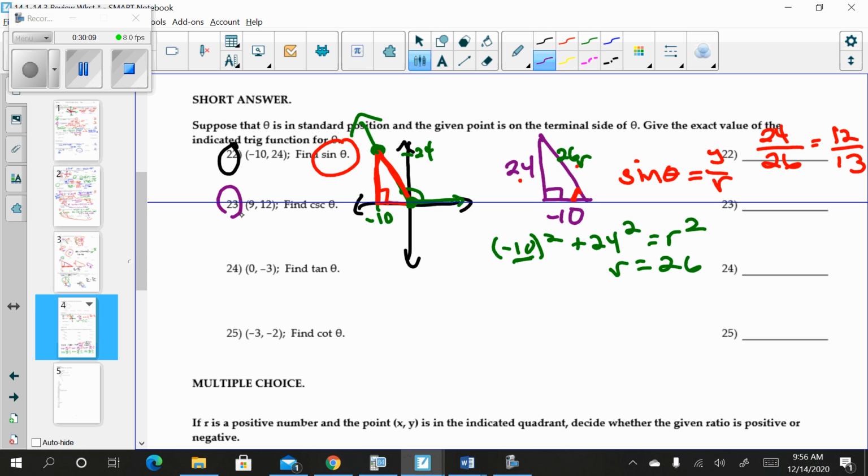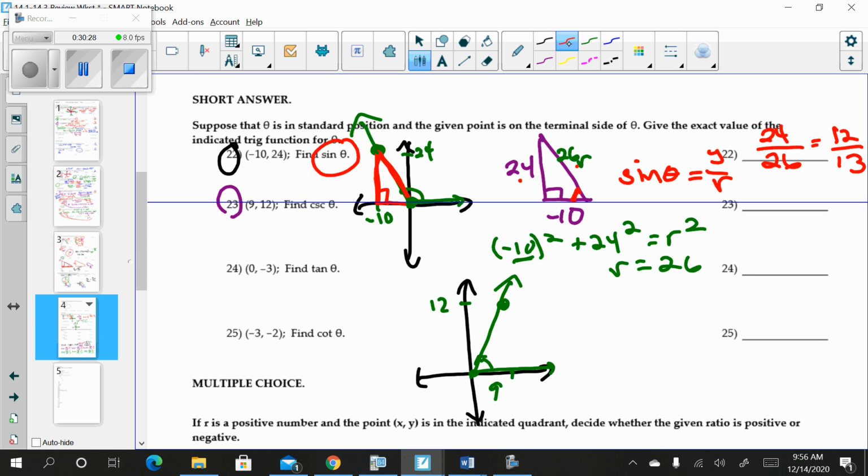So let's do 23. I'm going to go ahead and draw the triangle. So (9, 12). That's going to put me in quadrant 1. So I'm going to go over 9 and then up 12. Again, probably not to scale here, but over 9, up 12. So the angle that they're talking about goes through that point.